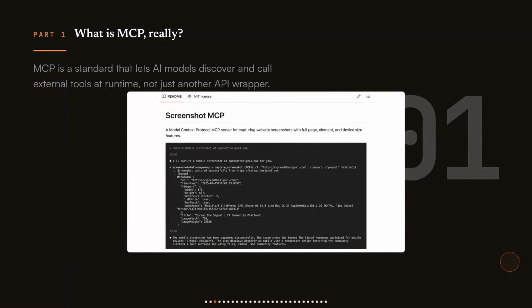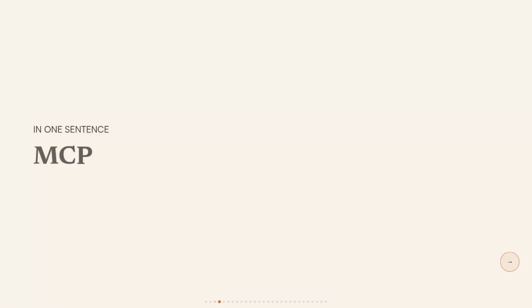Alright, so part 1. What is MCP, really? Most people hear it and assume it's just a fancier way to call an API, so they either ignore it or build the wrong mental model from the start. And that's a problem because if you think it's just data exchange, you miss the whole point, which is that MCP lets AI dynamically discover what tools are available and decide how to use them at runtime.